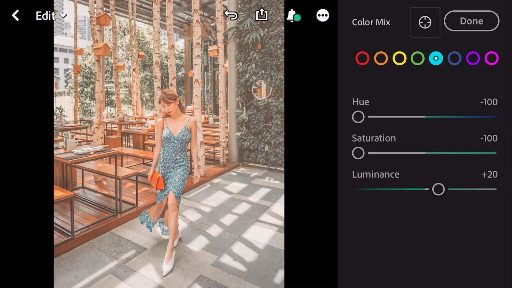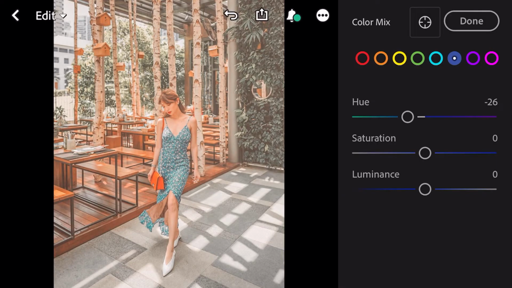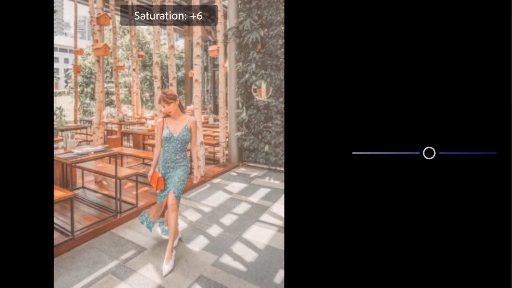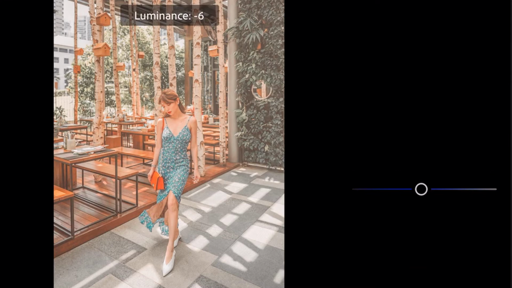Go to blue. Hue minus 26. Saturation plus 6. Luminance minus 21.